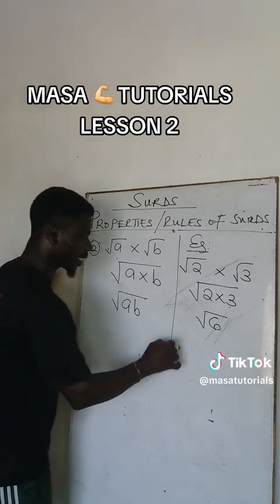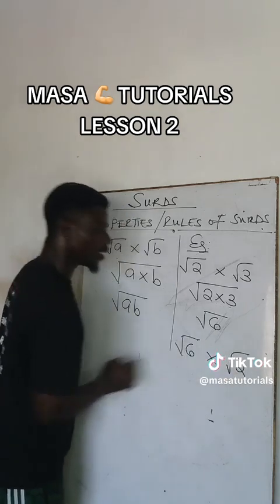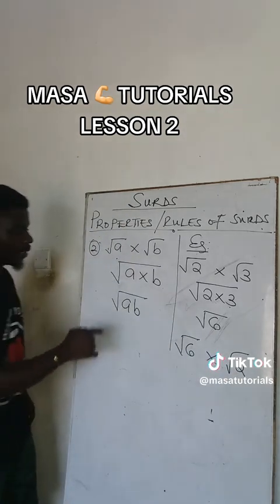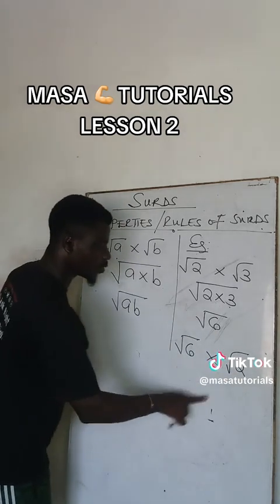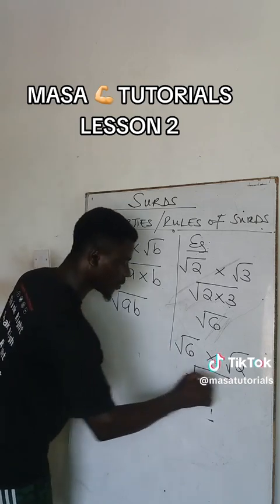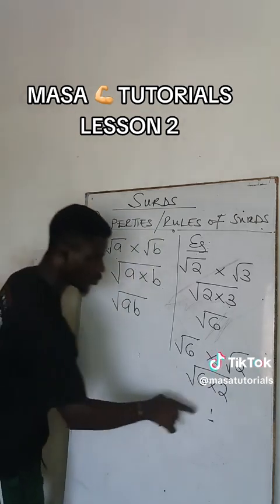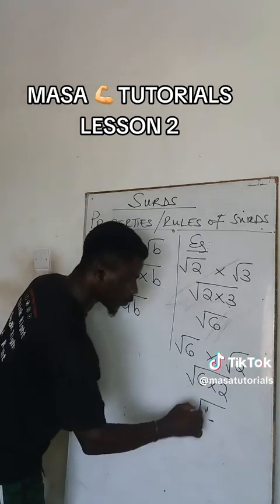Let's see the second one. Let's see square root of 6 times square root of, let's say, 2. Now, square root of 6 and square root of 2, they are in the same root sign. That square root we can multiply, which will have 6 times 2. And 6 times 2, you obtain square root of 12.